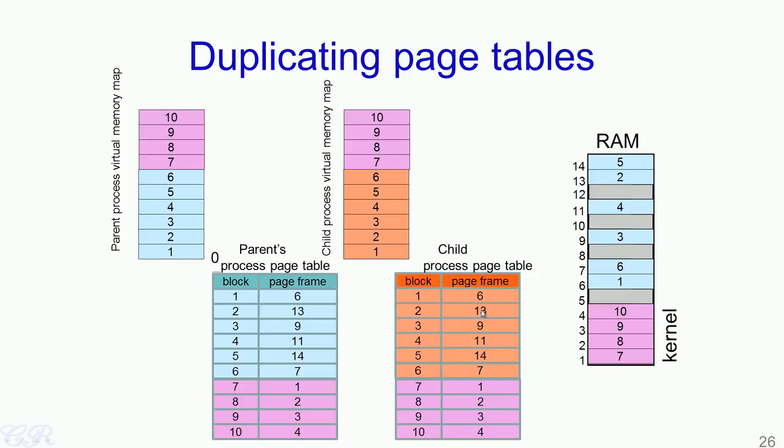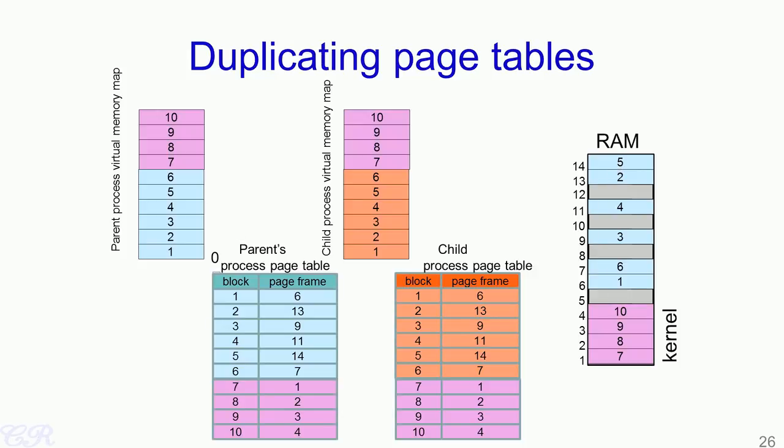Essentially, what we are achieving here is that we have two virtual memory maps, one for the parent process and one for the child. However, in RAM we have just one copy of the code and data corresponding to the parent process. Both the parent as well as the child page tables point to the same page frames in RAM.